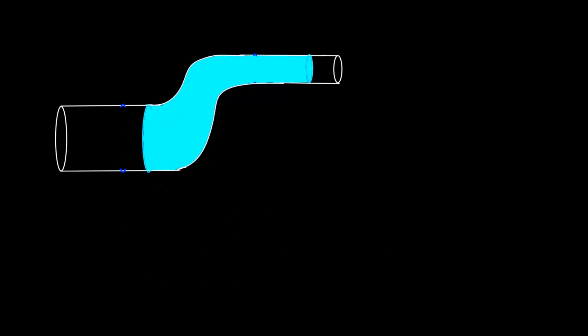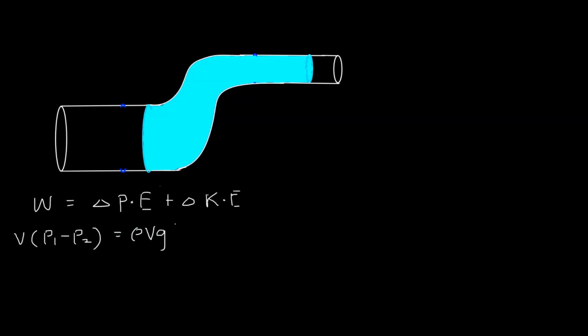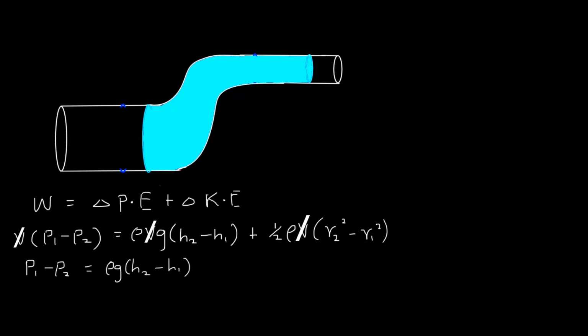The work energy principle tells us that the total work done on a system is the sum of the change in its potential and kinetic energies. So V into (P1 minus P2) equals rho V g into (h2 minus h1) plus 1 over 2 rho V into (v2 squared minus v1 squared). We can cancel out the volume on both sides. So we're left with P1 minus P2 equals rho g into (h2 minus h1) plus 1 over 2 rho (v2 squared minus v1 squared). This equation shows us the relationship between a change in height, velocity, and internal pressure of the fluid.